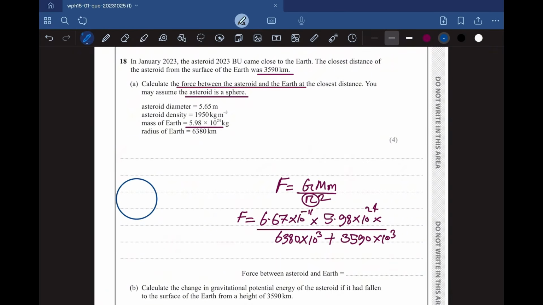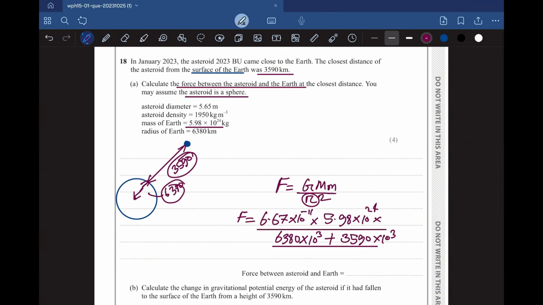Let's think of this as the earth, and let's think that this is my asteroid. Okay, so basically they have said 3590 kilometers was from the surface of the earth. So this is the distance of the asteroid from the earth. This is 3590. But we will not take this value only, we will also take the distance from the center. So this radius was 6380. That's why we have added both of them, because we will have to take the distance of the asteroid from the center of the earth. That's why we have added both of them.